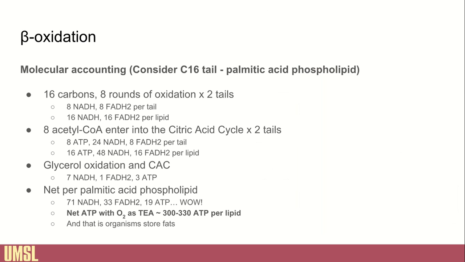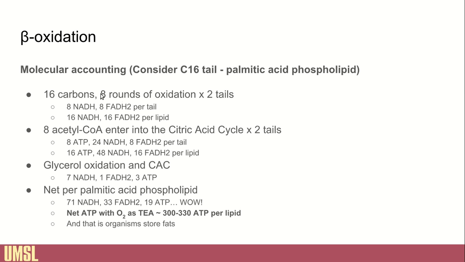So if we break down what's going on with beta oxidation, I think it's important to get some perspective on how much energy is actually being liberated through the oxidation of fatty acids, and specifically lipids. So let's do some molecular accounting. So oftentimes cells will have 16 carbon tails on their fatty acid chains. And this 16 carbon fatty acid is known as palmitic acid. And so we'll imagine we have a palmitic acid phospholipid.